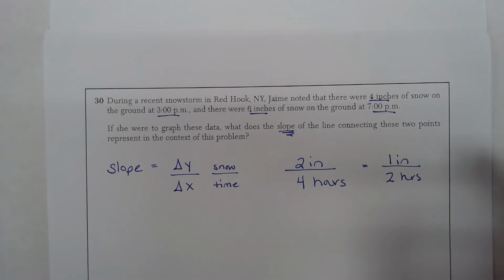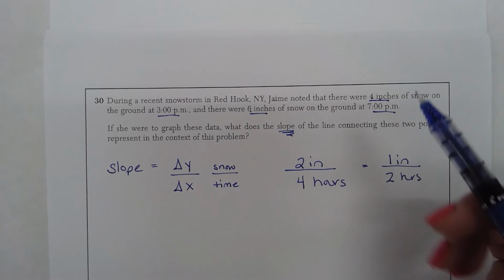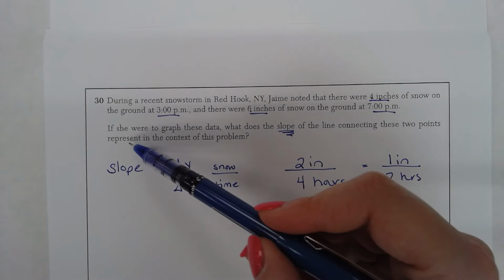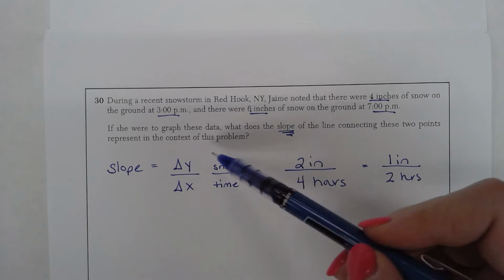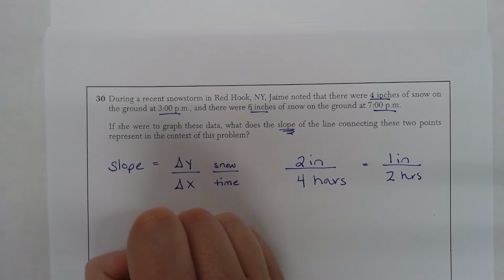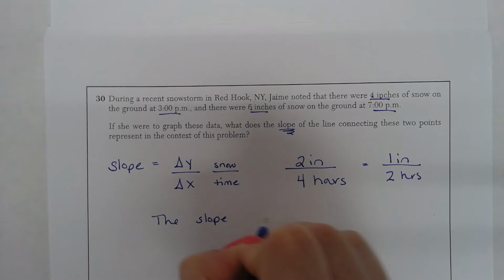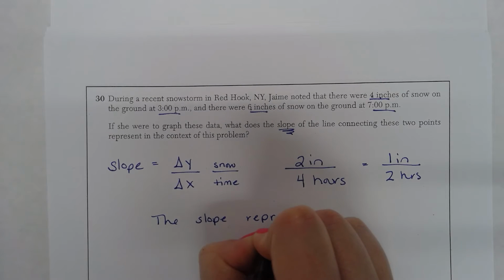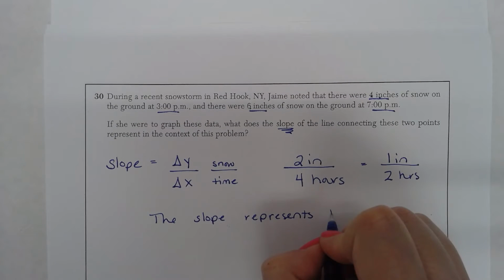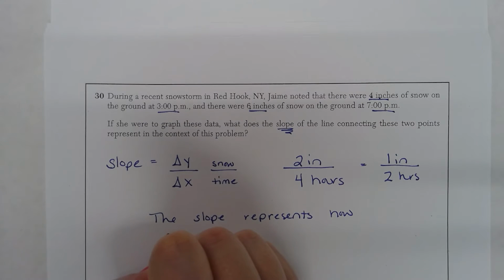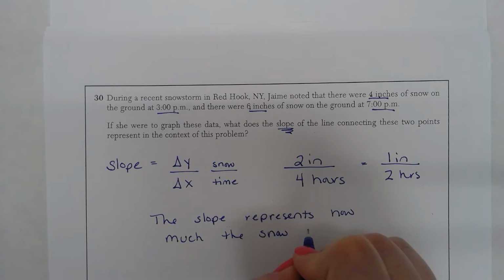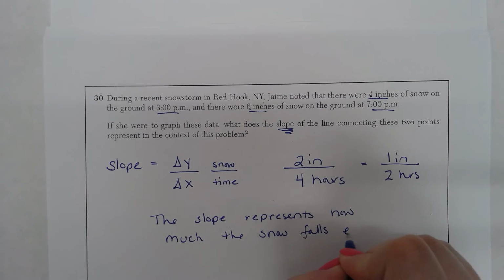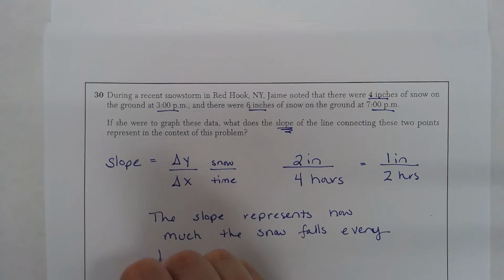So now, what do I have to do? If she were to graph this, what does the slope of the line connecting these 2 points represent in the context of the problem? The slope represents how much the snow falls every hour.